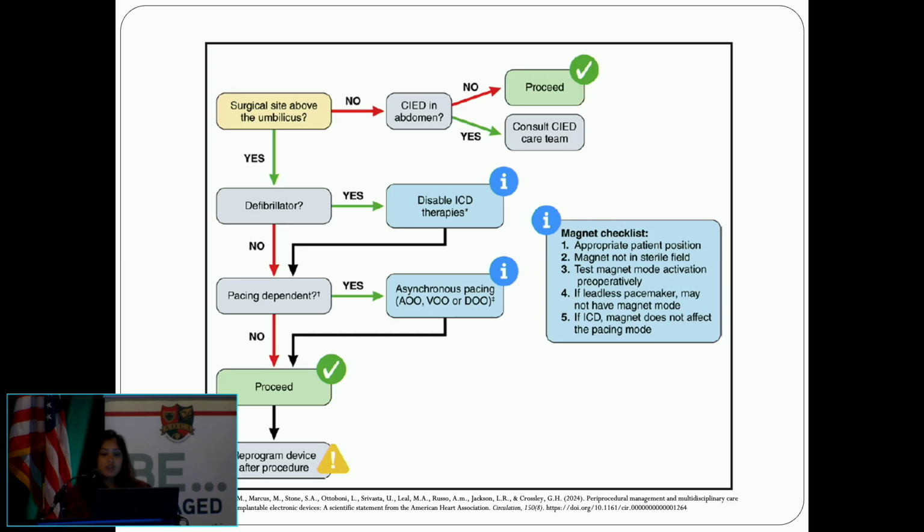Then you should decide if the patient is pacemaker dependent. Now, they have defined pacemaker dependent as patients who have a pacing burden of greater than 40%. And AOO, VOO, and DOO are the asynchronous pacing of the atrium, ventricle, and both atria and ventricle, respectively. And remember, reprogramming is required for defibrillators because of the lack of asynchronous pacing.